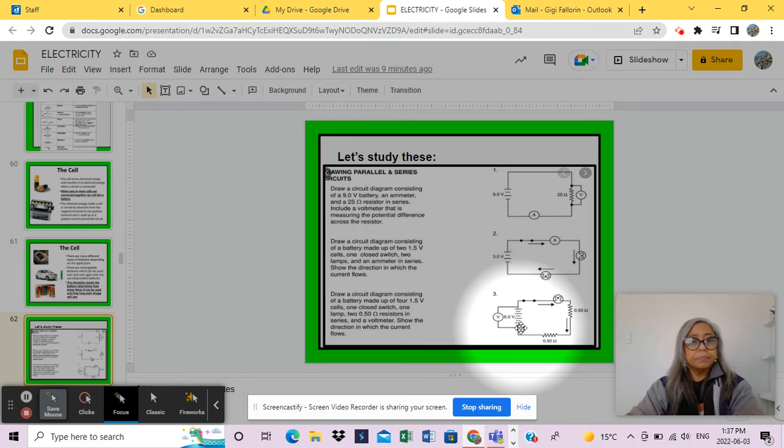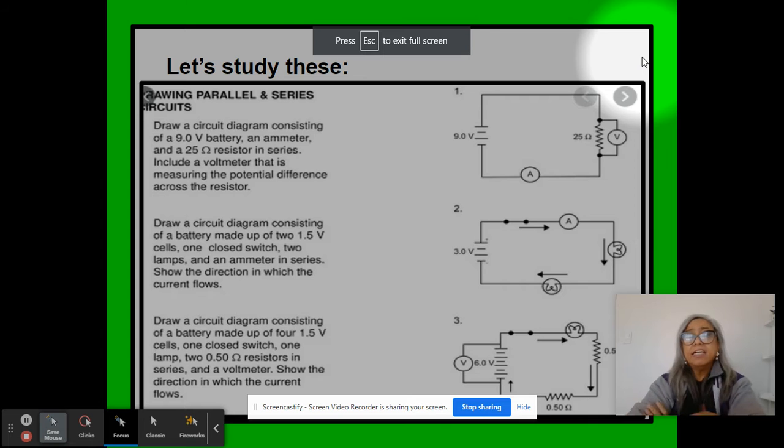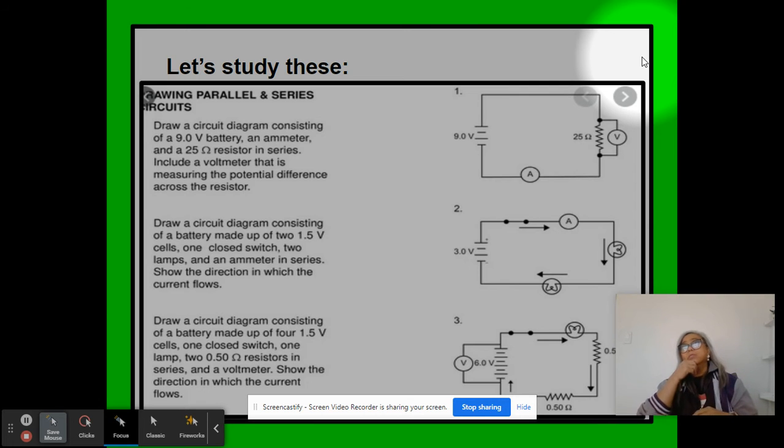Now, let's study this. How do we go about the drawing of the circuit? So we've done this in class, but the whole idea of this short video would be for those who were not there in class, or maybe if you were there, you were disengaged, and hopefully this will help you out.